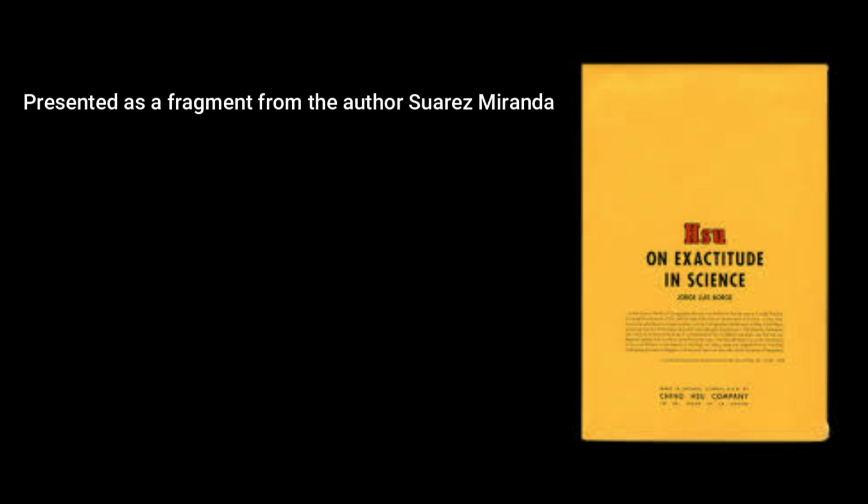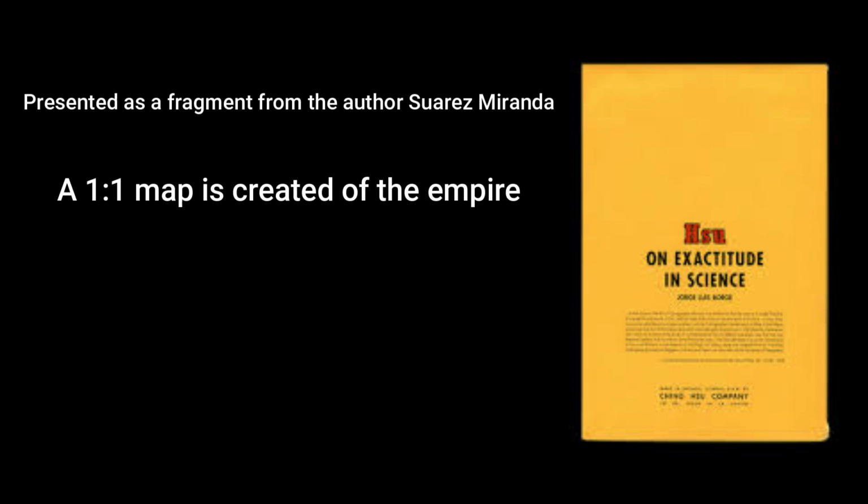Two more to go. So next up, we have the story On Exactitude in Science. So this story is presented as a single paragraph fragment, which is attributed to a fictional work by Suarez Miranda. The story describes an empire where the Guild of Cartographers creates a map so detailed and absurdly accurate that its scale is exactly 1-to-1. It matches the size of the empire point for point.